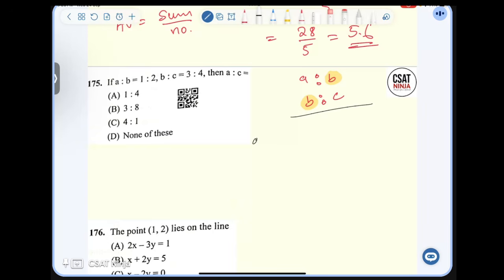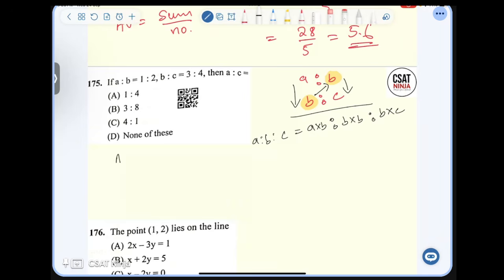In that case, if you are asked to find A is to B is to C, then you multiply like this. A into P will be one part, and P into P will be another part, and P into C will be another. So you will understand better when we do this one.